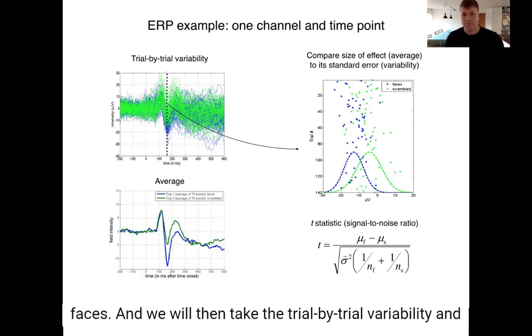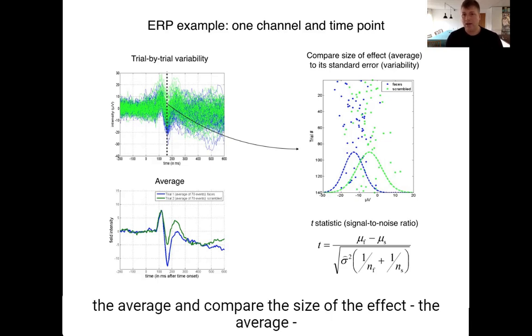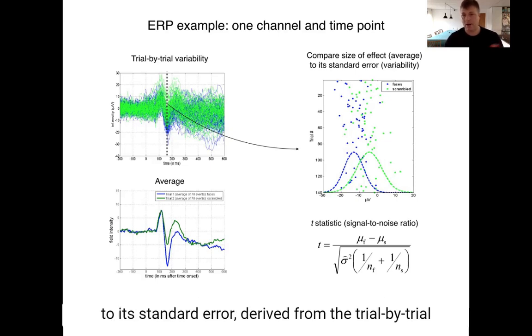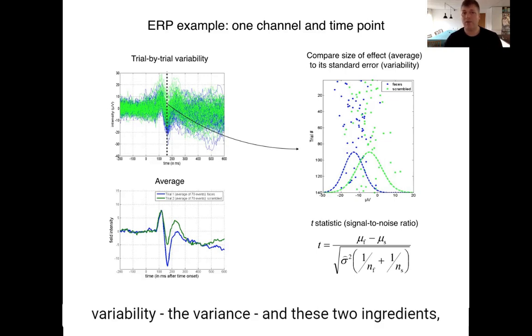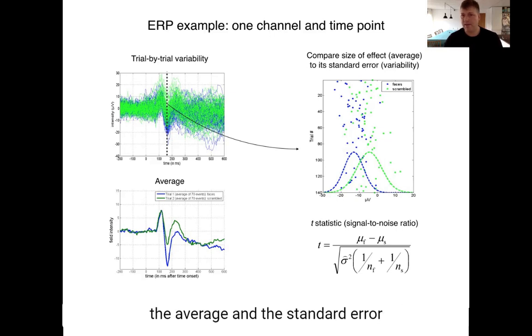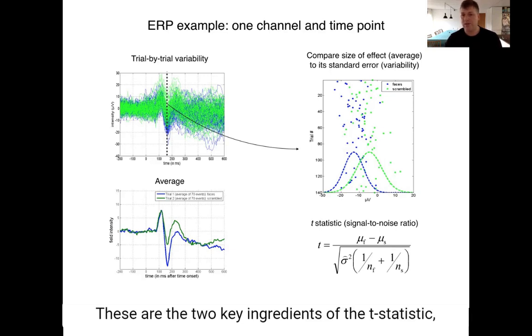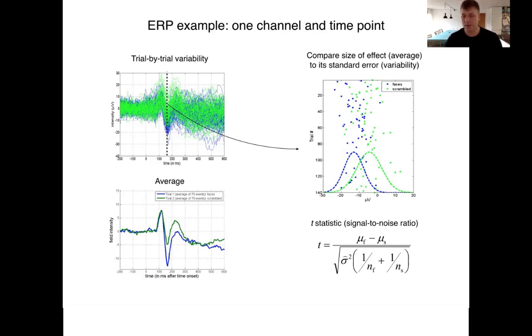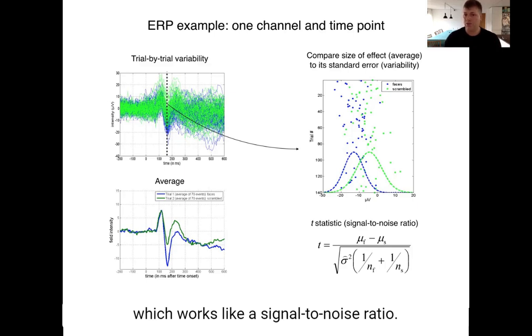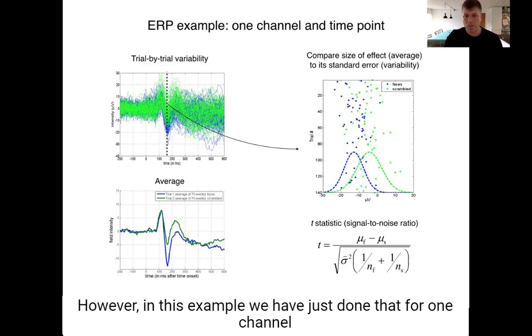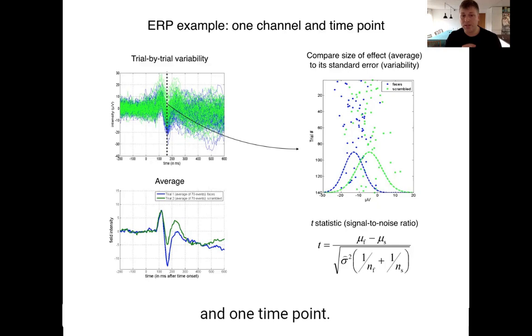And we will then take the trial by trial variability and the average and compare the size of the effect, so that's the average, to its standard error derived from the trial by trial variability of the variance. And these two ingredients, so the size of the effect, the average, and the standard error or the variability, these are the two key ingredients of the T statistic, which works like a signal to noise ratio. However, in this example, we have just done that for one channel and one time point.